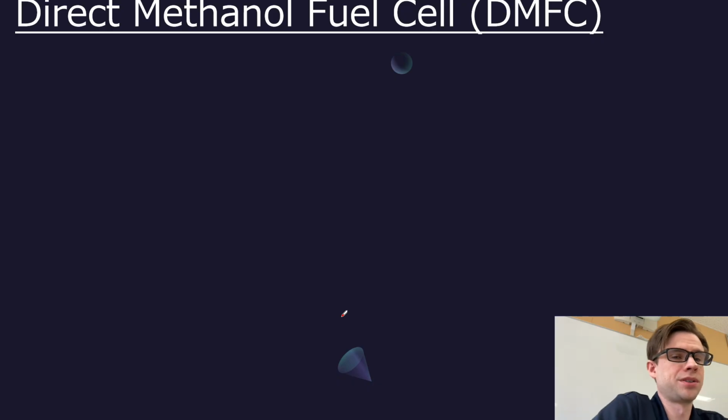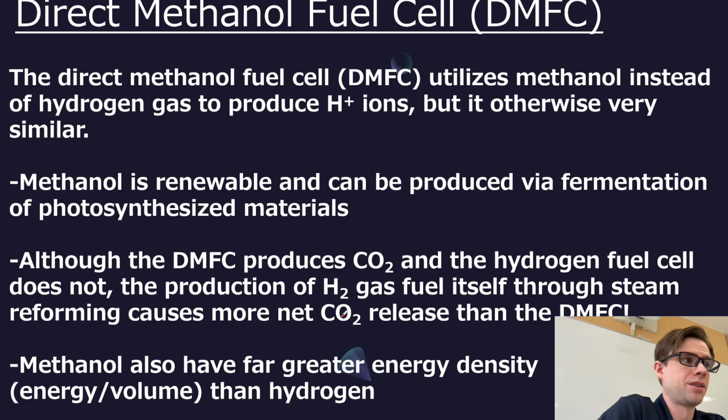All right, another thing we must consider is the direct methanol fuel cell, DMFC. The direct methanol fuel cell utilizes methanol instead of hydrogen gas to produce H+ ions, but otherwise it's very similar. There'll be CO2 and water involved as well. Methanol is renewable. It can be produced via fermentation of photosynthesized materials. So I mostly showed ethanol in the fermentation process, but certain bacteria or starting organic molecules can be fermented into methanol as well, 1-carbon alcohols.